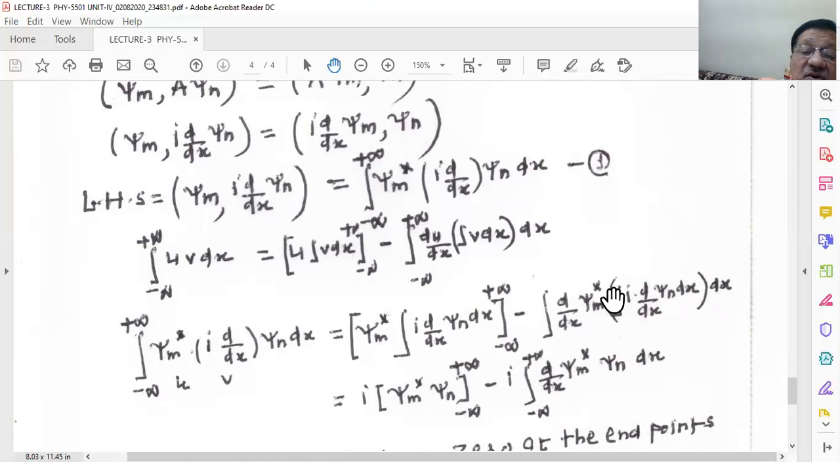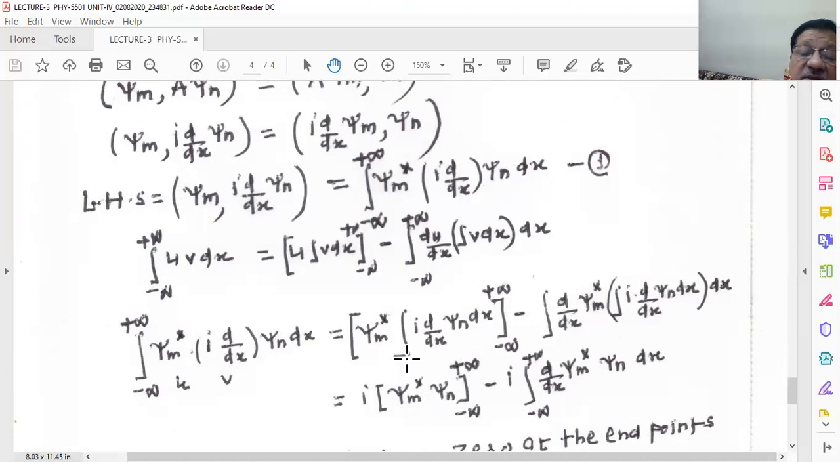So I have an integration. V means this i d by dx operating on psi. V is basically the entire unit i d by dx operating on psi. This is the only operator, and an operator without an operand has no meaning. So you have to take v as i d by dx of psi, and you have to differentiate with respect to x. So this is the law which we have applied. This is nothing but d psi by dx.